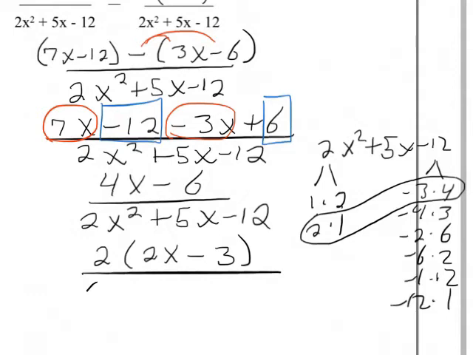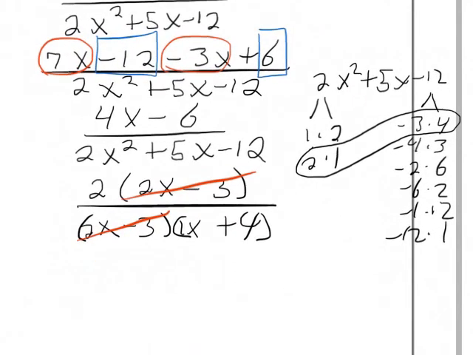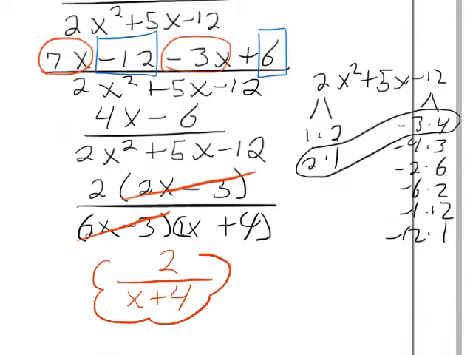So let's go ahead and write these factors here. It's going to be 2x and 1x and a minus 3 and a plus 4. Now let's look to see if anything will divide out. Yes, the 2x minus 3 and 2x minus 3 divide out, and that leaves me a final answer of 2 on top and x plus 4 on the bottom. And there's my final answer.